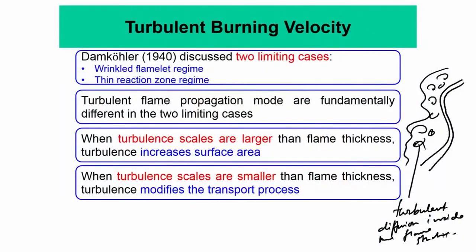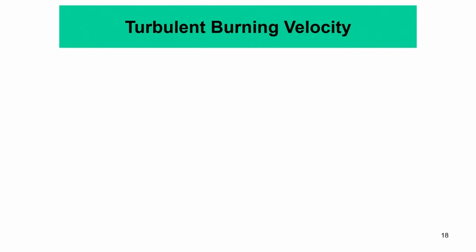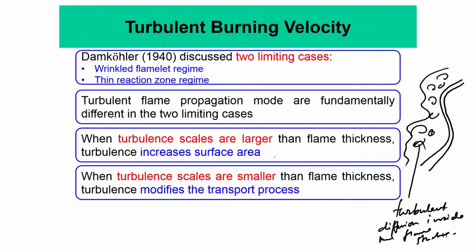So what we want to say is that in the corrugated flamelet regime, where the turbulence scales are much larger than the flame thickness, turbulence only increases the flame surface area. Whereas if the turbulence scales are far smaller than the flame thickness, that is in the thin reaction zone regime, then turbulence can modify the transport process also. So in this one, we only need to calculate the increased flame surface area, whereas in this one we might need to even calculate the enhanced diffusion processes that happen inside the turbulent flame structure.